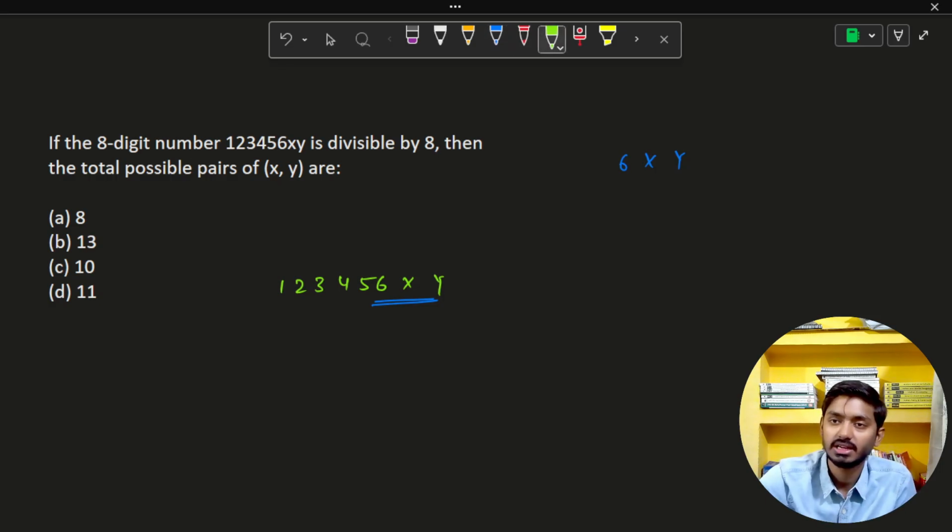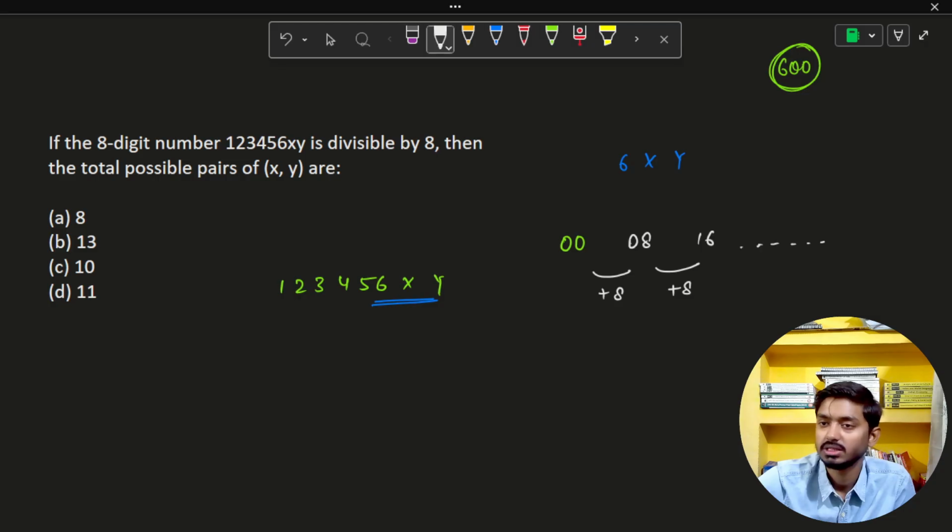I can very clearly see that if I put the value 0, 0, that is 600, 600 is divisible by 8. So if I put 0, 0 in place of xy, that would work. So would 0, 8. So would 1, 6. We keep on adding 8. That is how we get all the multiples in order. So it would go till 96, I'd say.